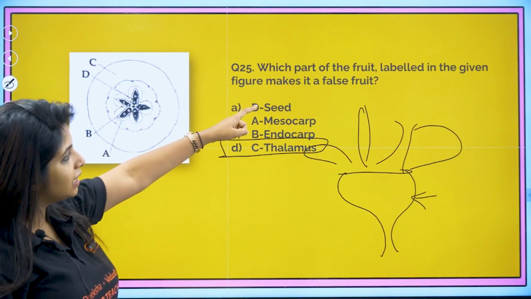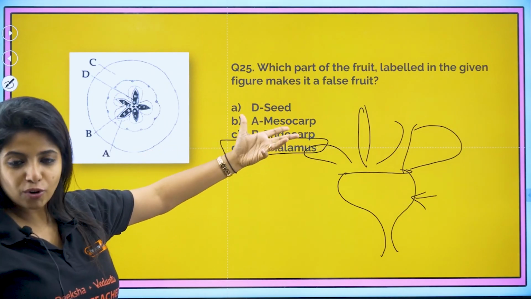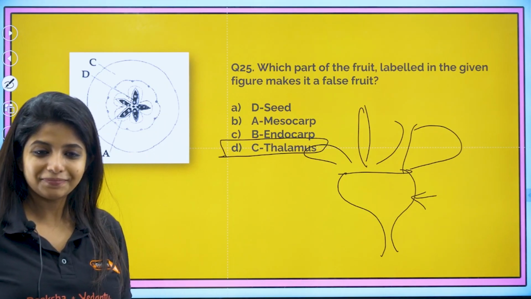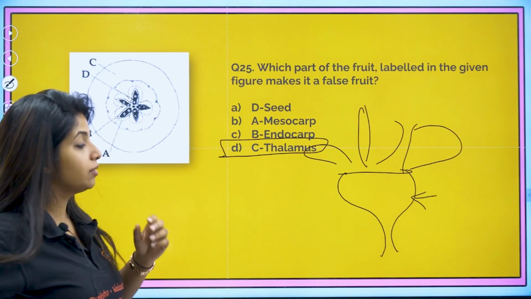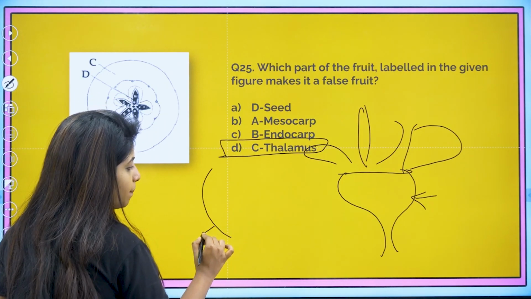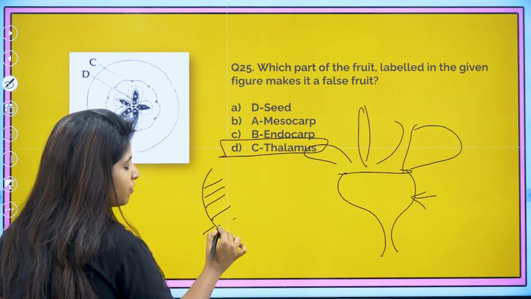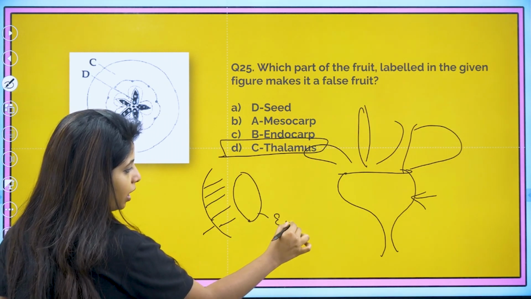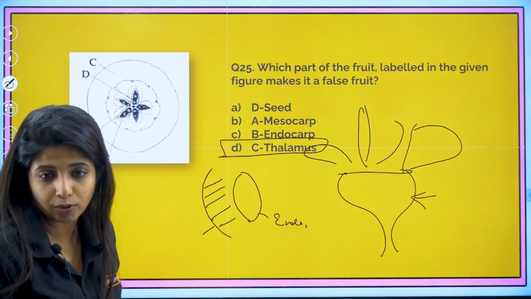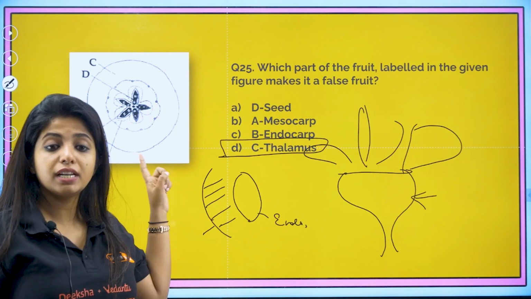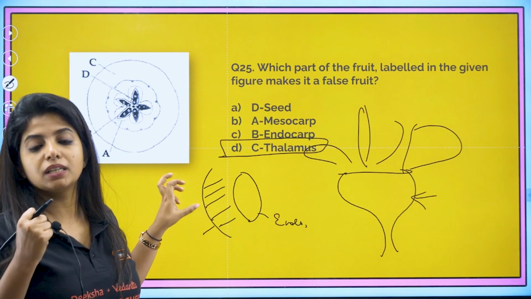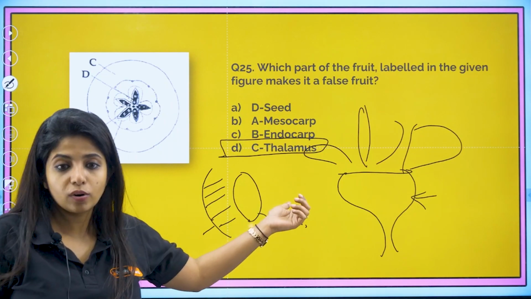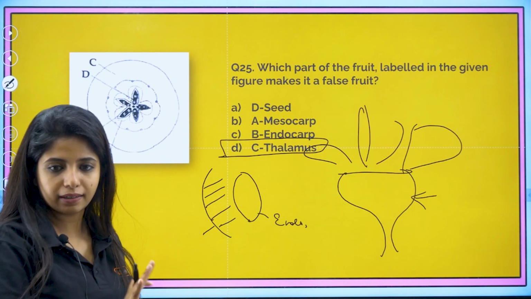So it is not the seed which makes the false fruit. All the fruits have seeds, my dear children. It's not the mesocarp. Mesocarp means what? The walls of the ovary. In the walls of the ovary, the outermost layer is known as epicarp. Then you have mesocarp, and then the one that covers the seed is known as endocarp. You can clearly see in mango. In mango, the thing that we peel off is the epicarp. Then what we eat is mesocarp, and the one that covers the seed, the hard shell sort of thing, is the endocarp. The seed has its own seed coat, but I'm just telling you.